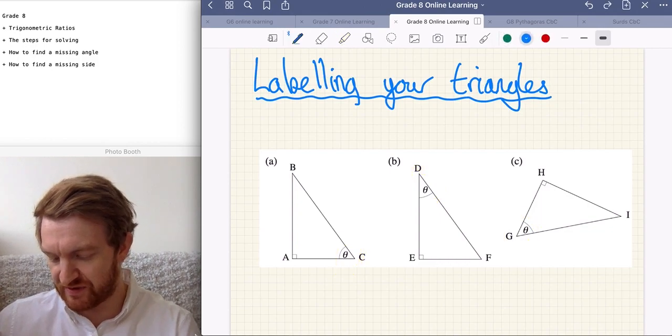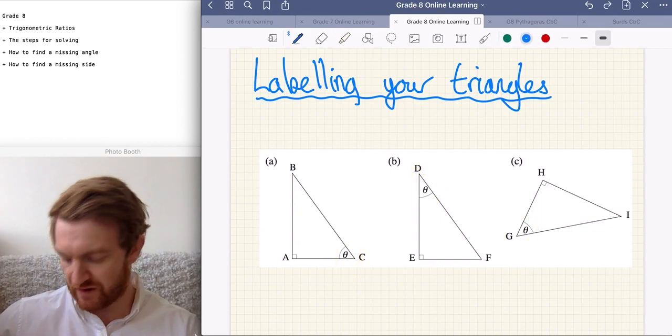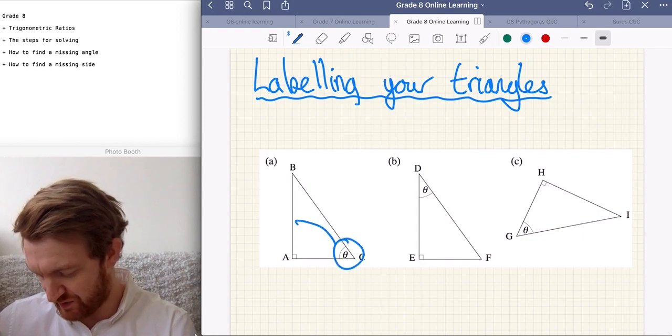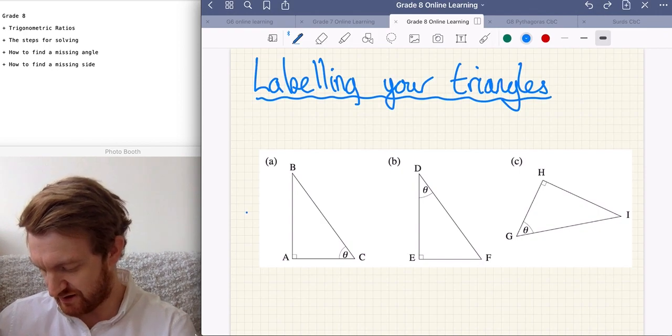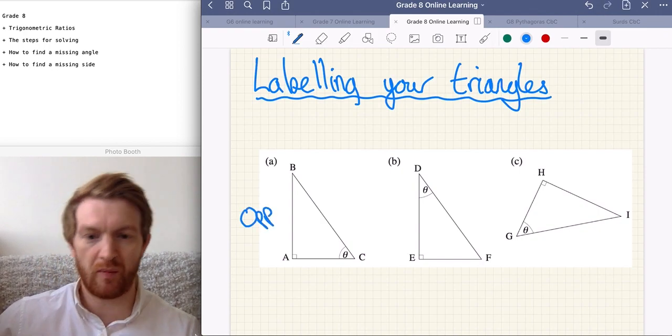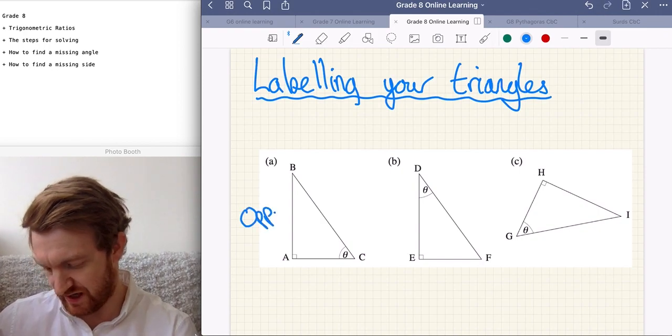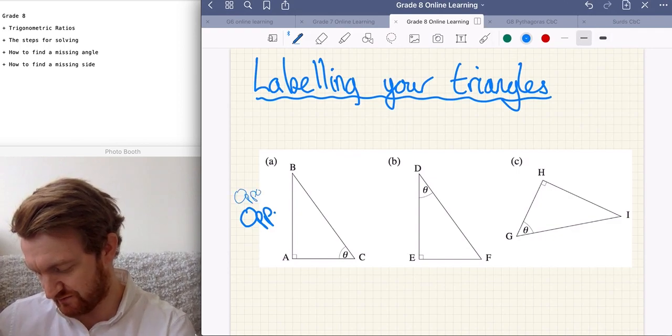Let's do all our opposites first. So in this first one, we've got an angle here. Opposite that angle, i.e. the one that's not touching, is this one here. Sometimes you'll see it labelled op for opposite. Sometimes you'll see it labelled with the full word, so that's opposite. Or you might just see a big O, O for opposite.